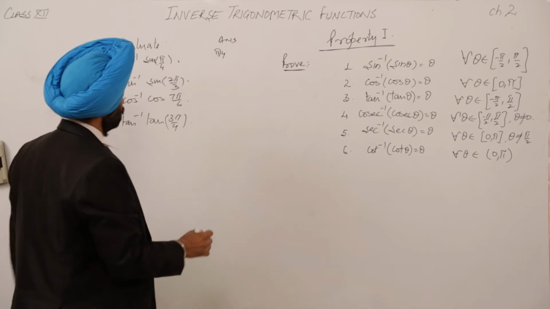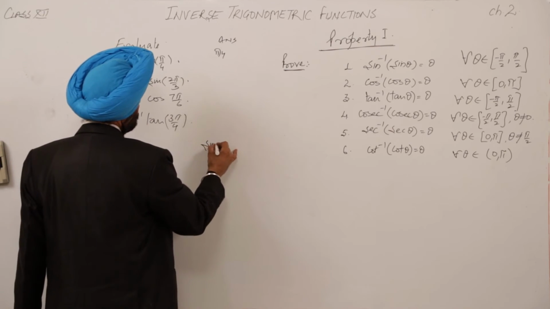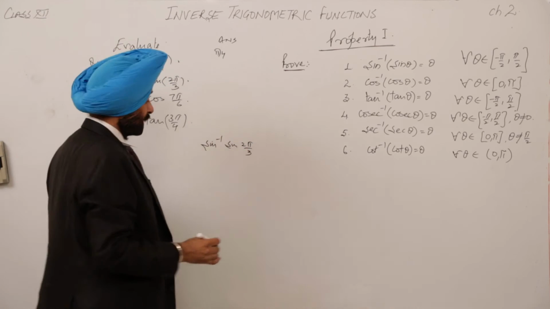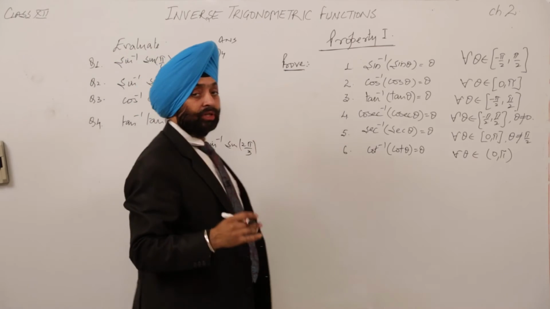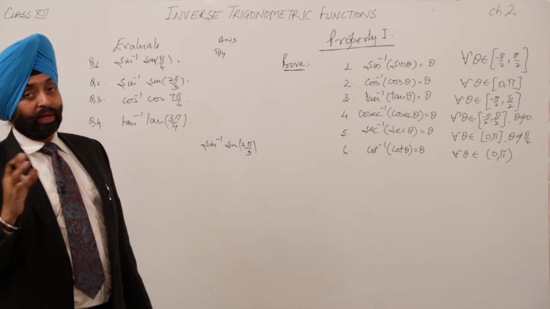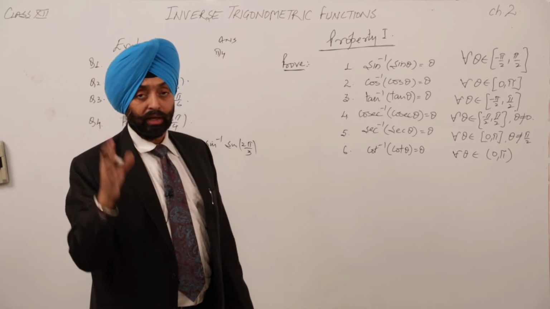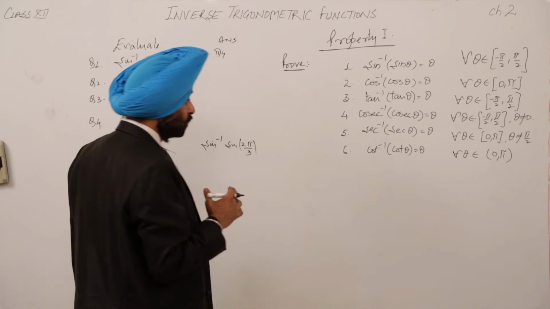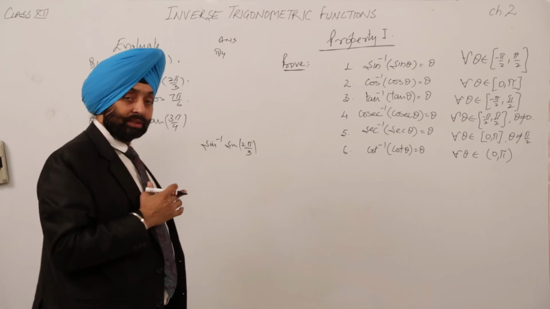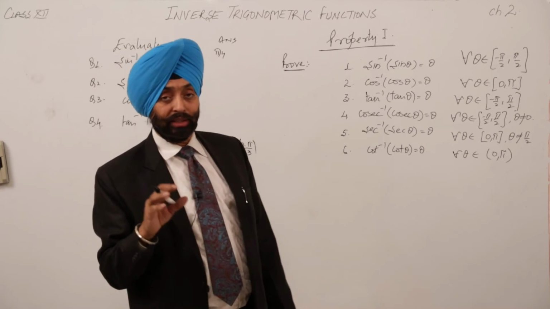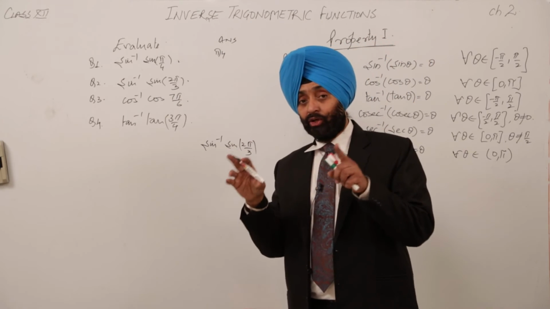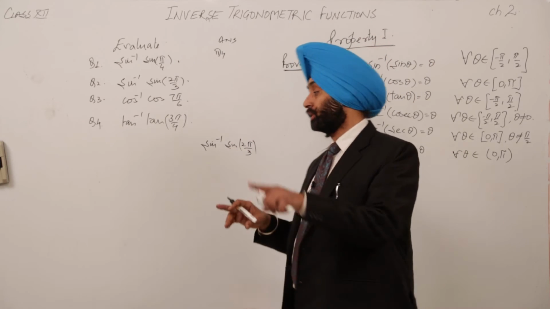Now sine inverse sine 2 pi by 3. Check it, what does 2 pi by 3 mean? In degrees, for sine, minus pi by 2 is minus 90, so the range is minus 90 to 90. Can you convert 2 pi by 3 to degrees? Pi is 180 degrees, so 2 pi by 3 is 120 degrees. So 120 degrees does not fall between minus 90 and 90. So what do we have to do? We have to convert it first.